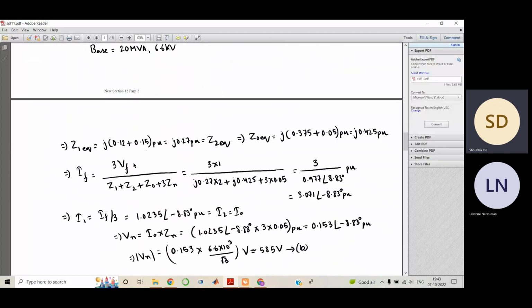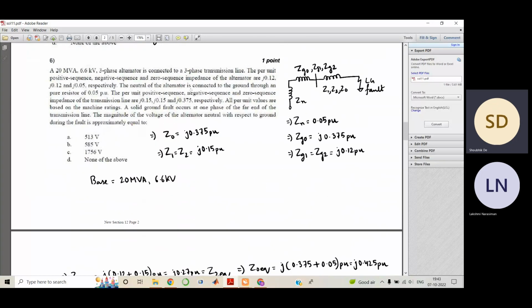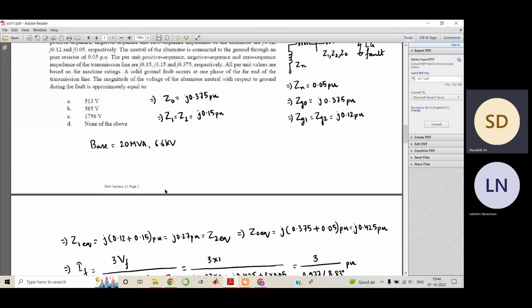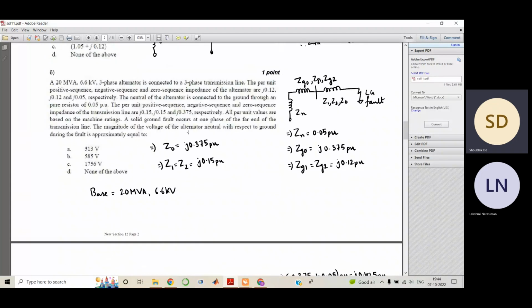Now you replace everything in this formula, and you also have to add, so don't forget this, the pure resistance grounding, 0.05, so 3 times that, 3 into 0.05. When you do this, you get 3.071 at an angle of minus 8.83 degrees per unit. So your positive, negative and zero sequence currents would be one third of this, which comes out to be 1.0235.